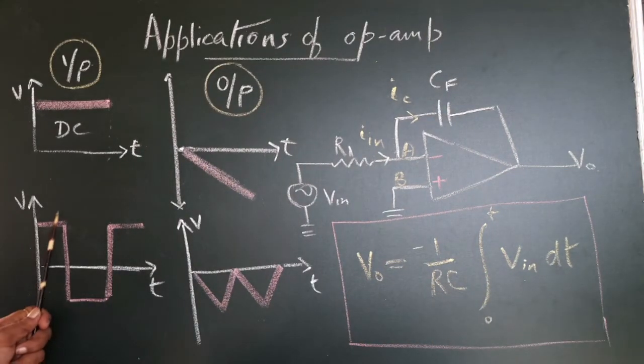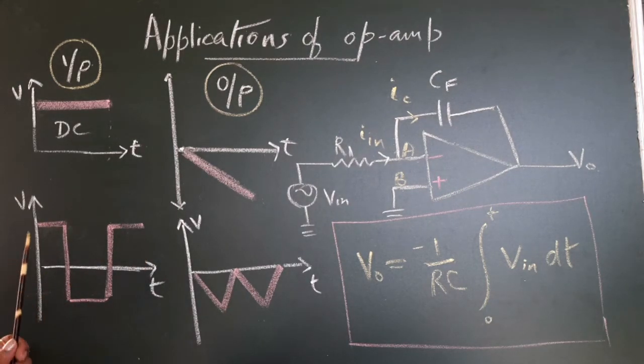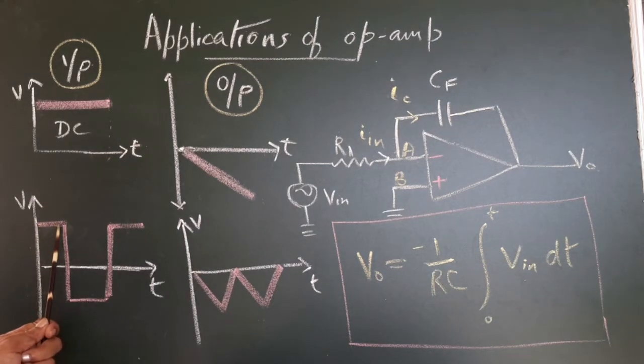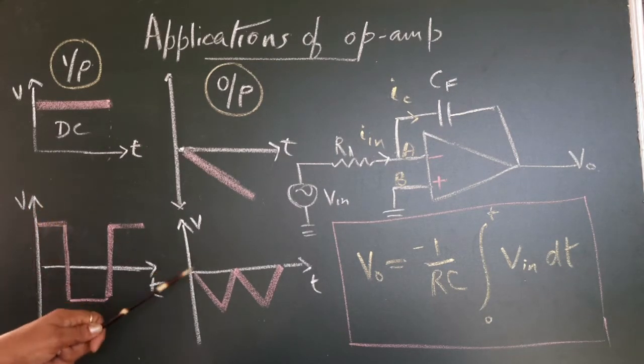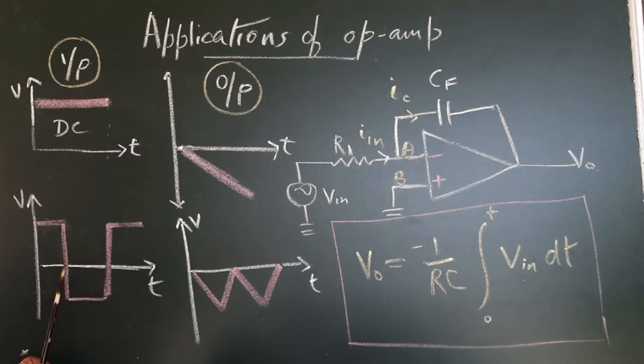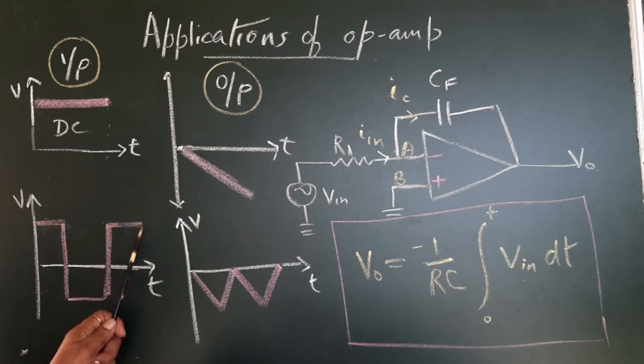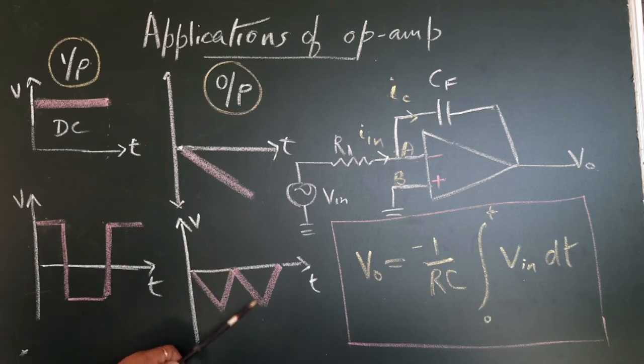Now if the input voltage is a square wave like this, what do you expect for the output? This portion is a constant positive voltage, so you will get a negative ramp like this. From here to here, it is a negative constant voltage, so the negative voltage will appear as a positive ramp here. So it will have a positive slope. From here to here, it is again positive, so it will have a negative ramp. So for an input square wave, you can expect a triangular wave like this.